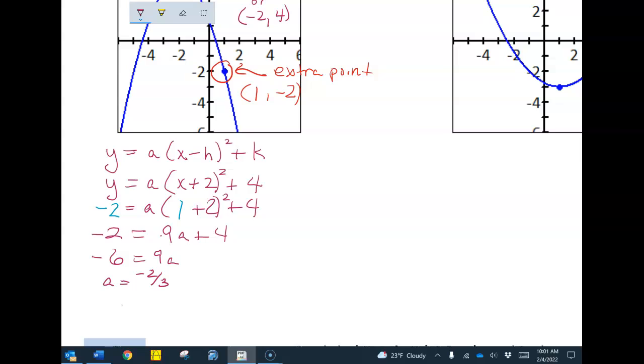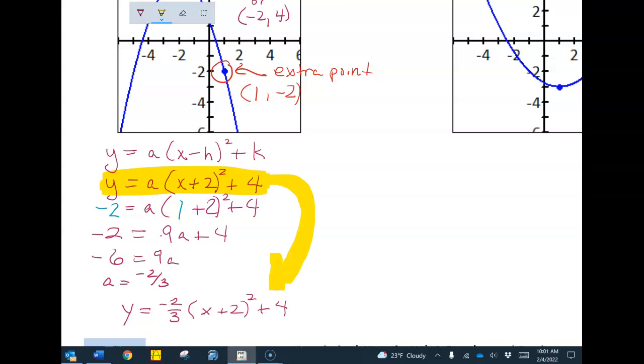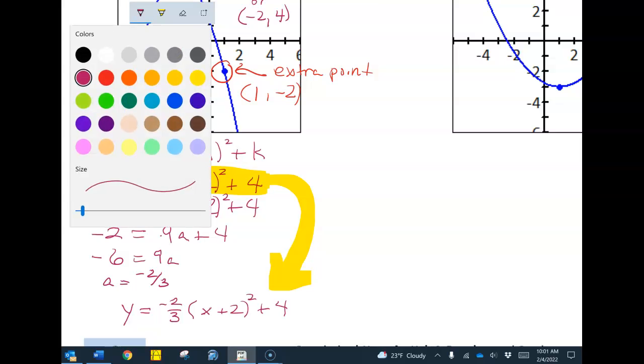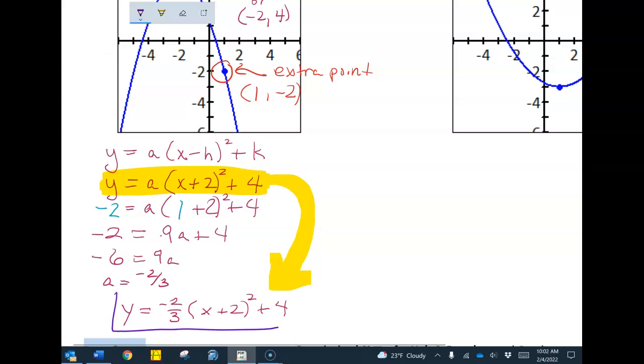When you rewrite, we need to write the equation that relates x and y. So we're just going to insert the -2/3 and bring down the rest of the equation from the first equation that we wrote. Remember that this is where we inserted the value of the vertex, or h and k. So we're just bringing that information down and then including the value of a in the final answer. So there's the equation that relates x and y in vertex form.